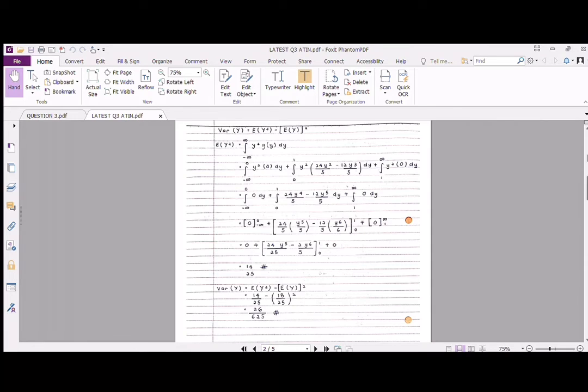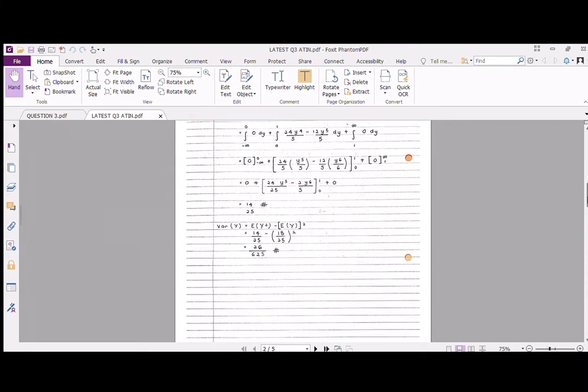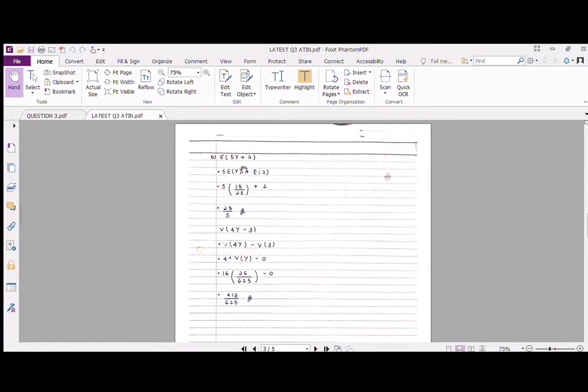Alright. Okay, B: expected of 5y plus 2 and variance of 4y minus 3. Here, we have to expand it first. Expected of 5y plus expected of 2, and the 5 we have to take out, and it will be like this. Why do I take it out? I just follow the theorem. So 5E(y) plus E(2). E(y) we just got just now, and you just substitute it, and plus 2. Why is it 2? Because expected of 2, based on the theorem, gives the value back, which is 2. Then you solve it and get 28 over 5.